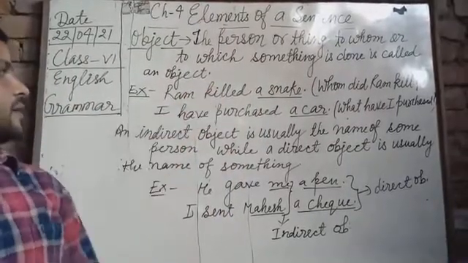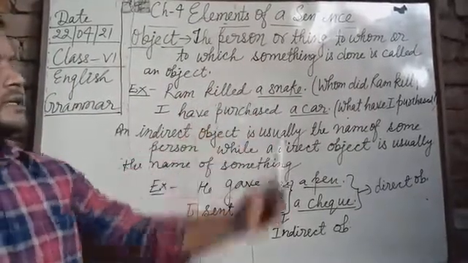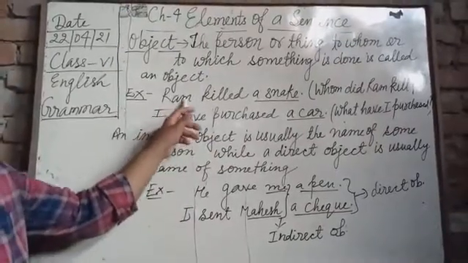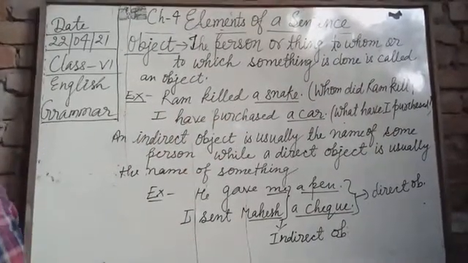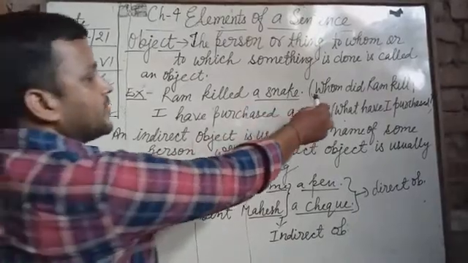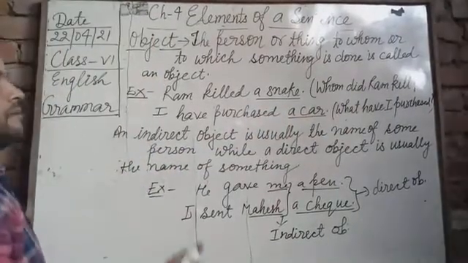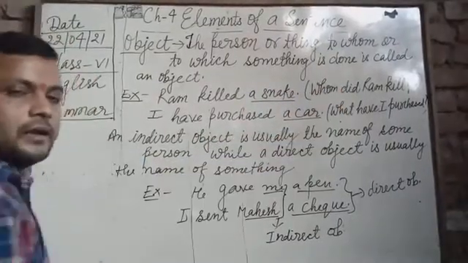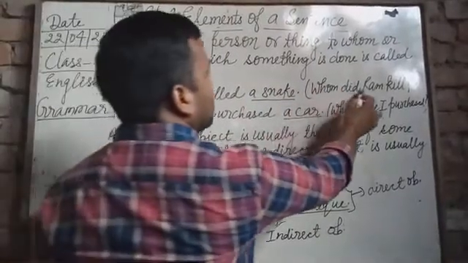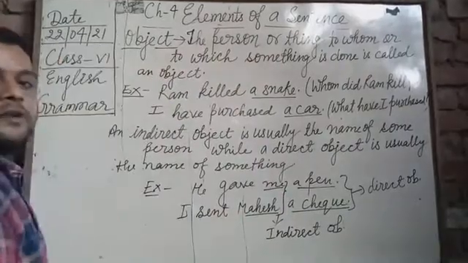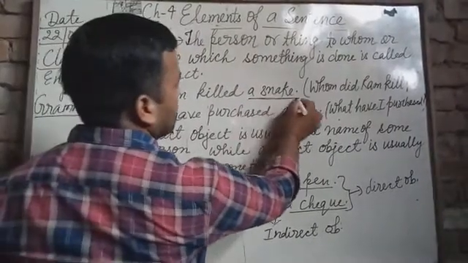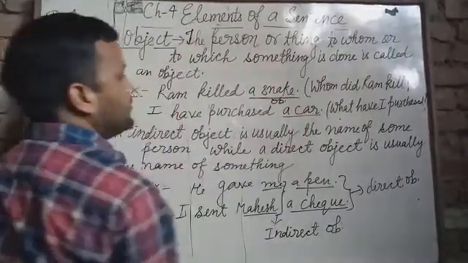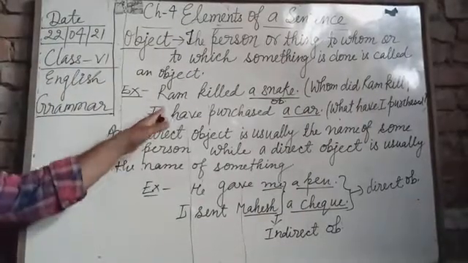See the example here. Ram killed a snake. This is a sentence. I have asked the question with whom. Whom did Ram kill? The answer will be a snake. So it will be an object.